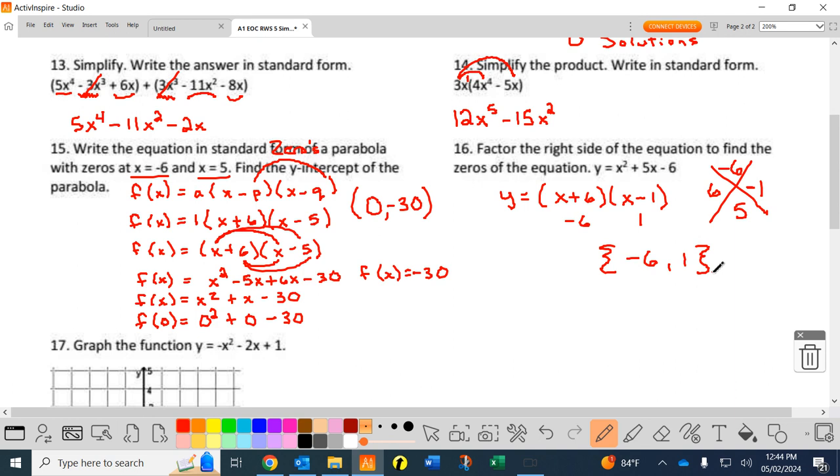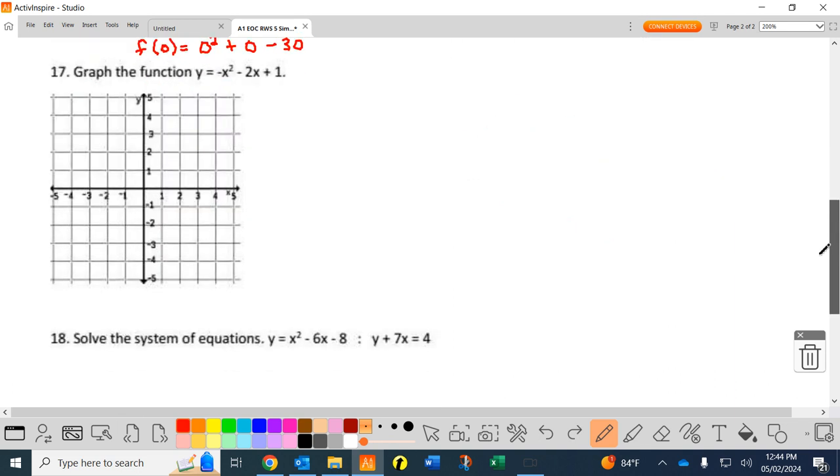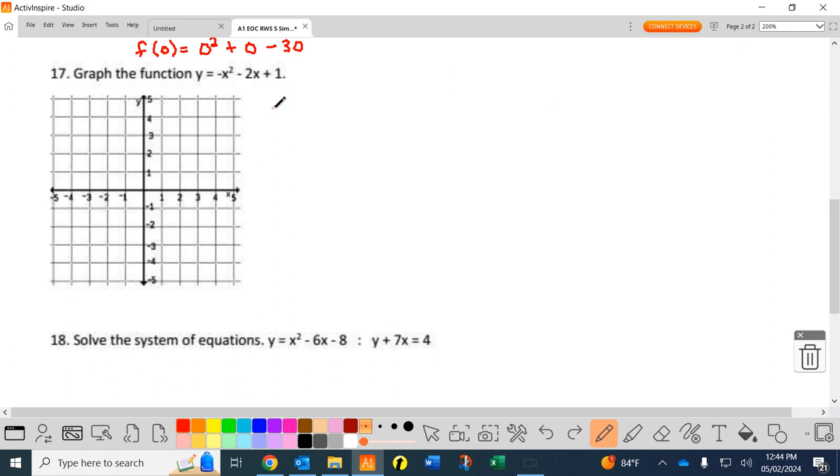Okay. Now, we got to get into another quadratic. We're going to be graphing this. Okay, to graph this quadratic, we are going to need to take out and do our A, our B, and our C. Our A is -1, our B is going to be -2, and our C is going to be equal to 1.